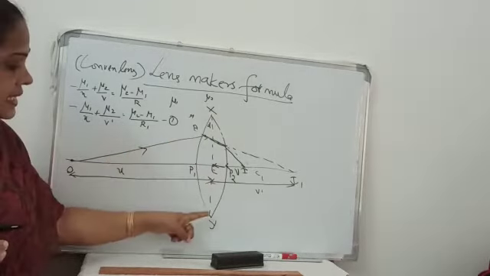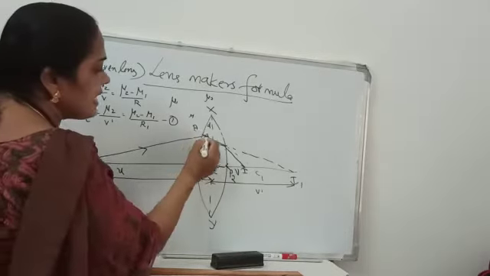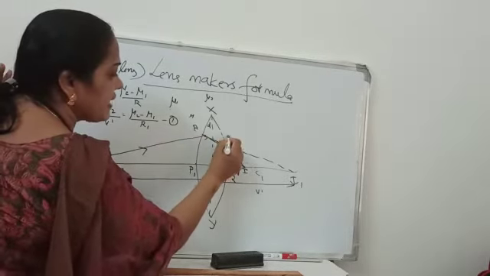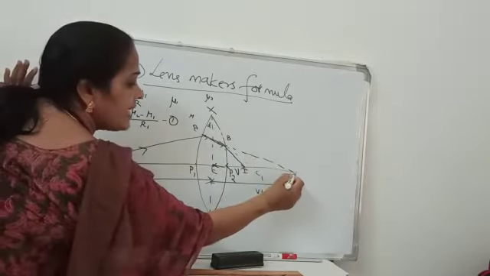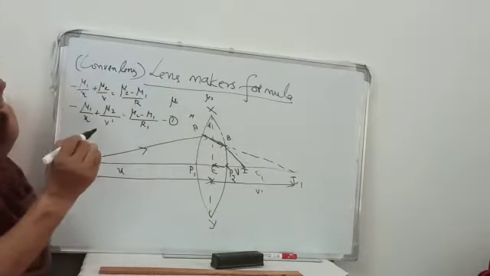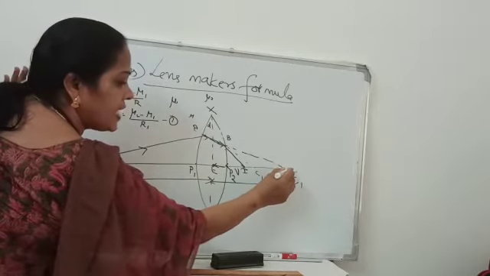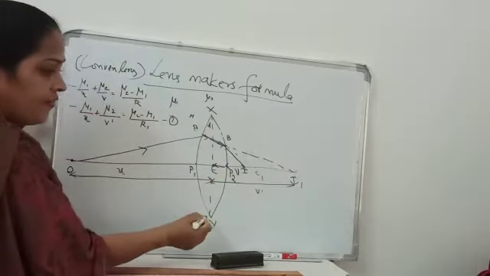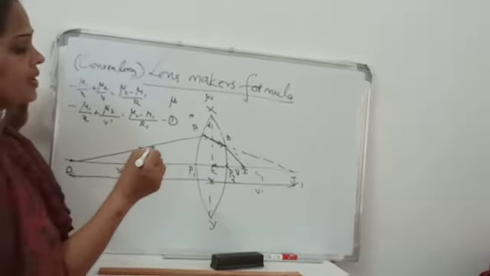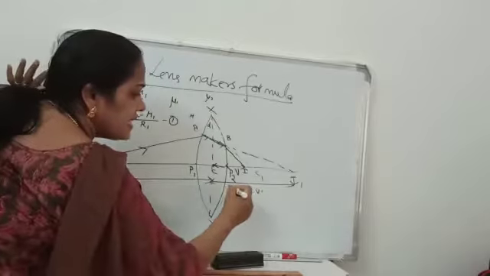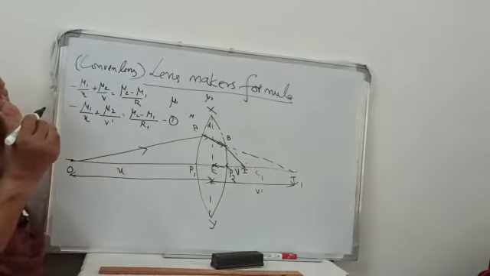Now, for this surface, we need an object. This is the refracted ray, getting refracted along AB. When extended, it appears to come from I1. So I1 is the virtual object for this surface whose final image is formed at I. Therefore, this distance will be the object distance for this surface.